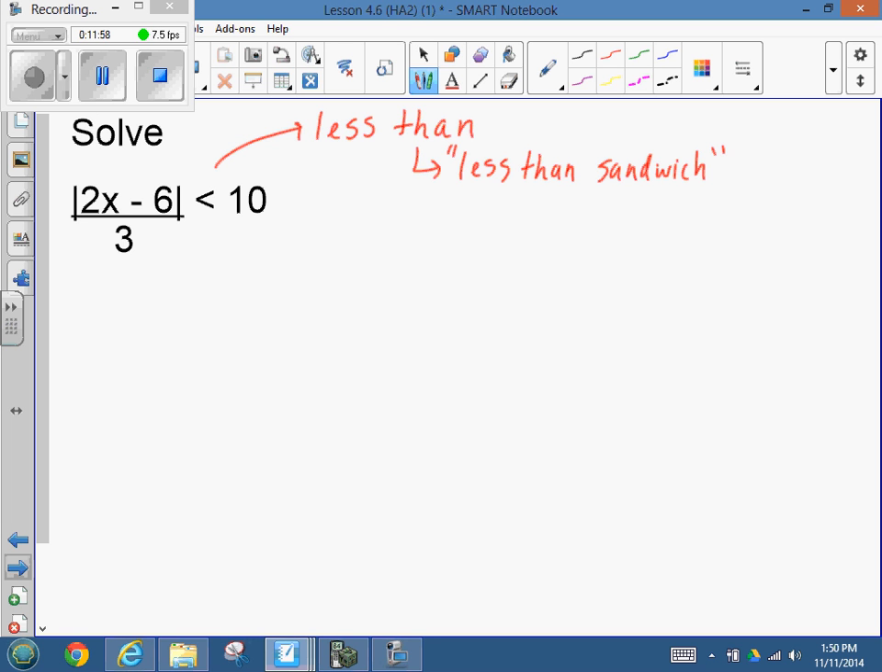The less than sandwich is set up once you get the absolute value alone. Right now, the absolute value isn't alone. Right now, you're dividing the absolute value by 3. So to undo that, I am going to multiply by 3 on both sides in order to cancel out that division by 3. These 3's cancel, and then the absolute value of 2x minus 6 is less than 30.